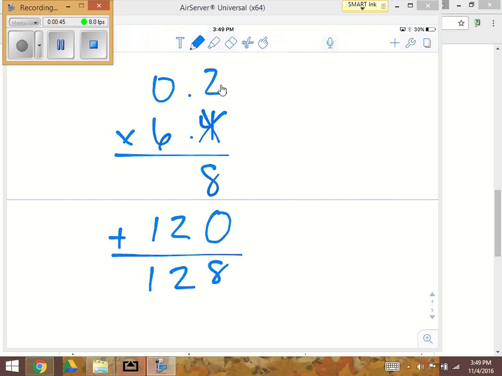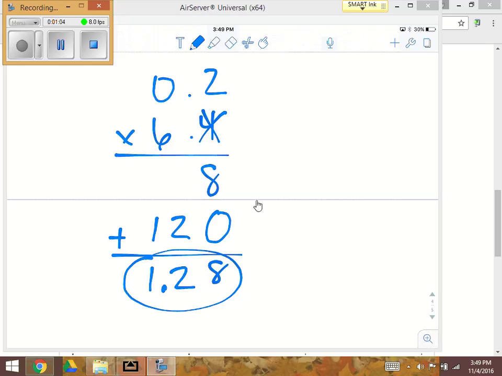And then I look at my original problem. I have one digit to the right of the decimal, another digit to the right of the decimal. So that would be 2 digits total. So I'm going to put my decimal right here, 2 digits. So 1.28 or 1 2800ths would be my final answer.